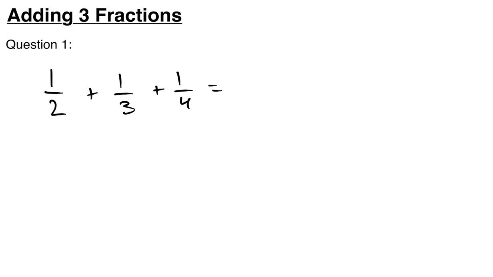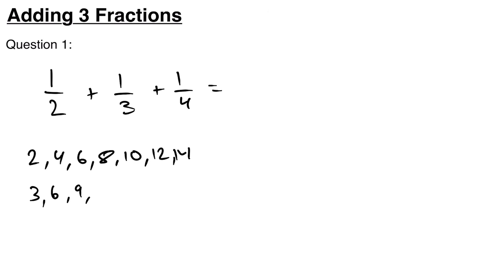a common denominator. So for 2, our multiples are 2, 4, 6, 8, 10, 12, 14. That should be enough. Then for 3, we have 3, 6, 9, 12, 15. That should also be enough. And then for 4, we have 4, 8, 12, 16, and 20. And mind you, sometimes you'll have to go more than just 5 or 6 or 7 or however many. But in this example here, I can already see a common multiple for each of them.